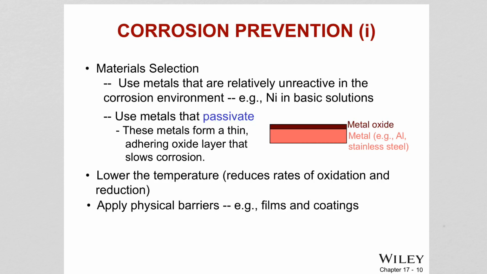Another thing: since corrosion requires the diffusion of species like ions, you can lower the corrosion rate by lowering the temperature, because it will also reduce the diffusion rates. So if there's a possibility for this in your application, lowering the temperature will reduce the corrosion rate. Or you can apply physical barriers, some protective films and coatings.